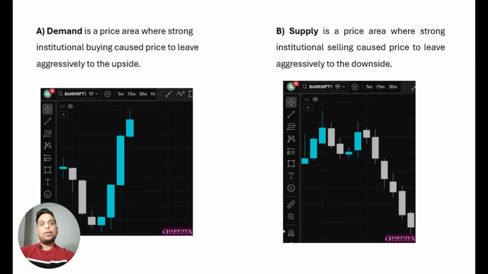Okay, so before we go into charts and look into some real examples, let's understand some basics. First, demand is a price area where strong institutional buying caused price to leave aggressively to the upside. It's not where the price stopped, it's where the price has left the area aggressively. And supply is a price area where strong institutional selling caused price to leave aggressively to the downside.